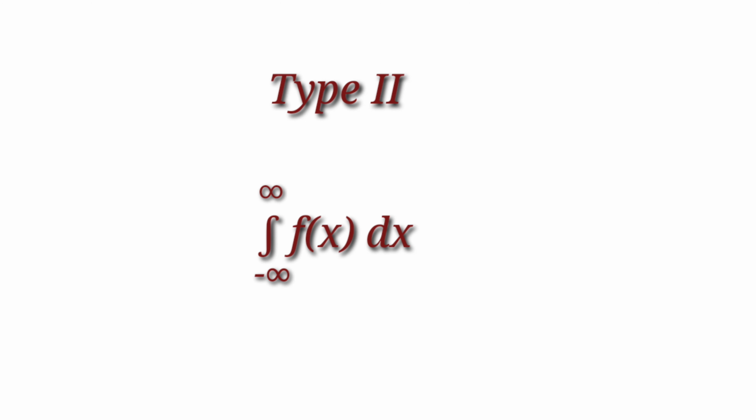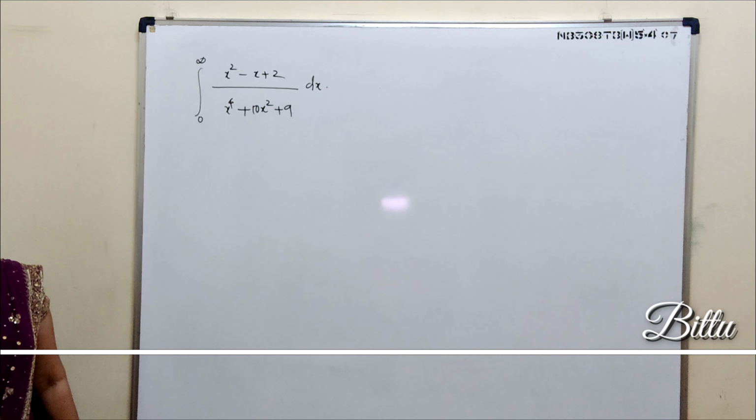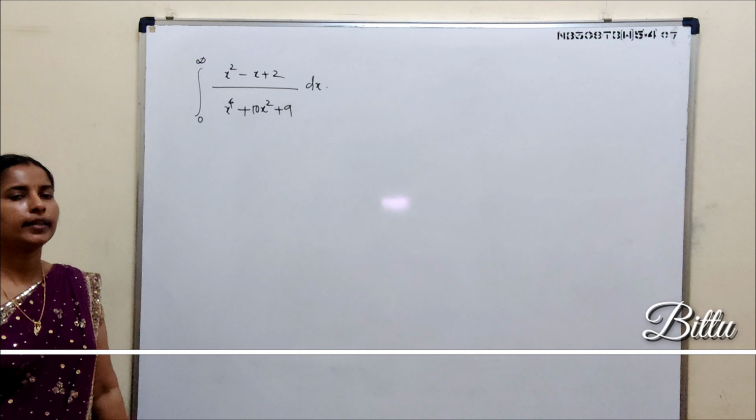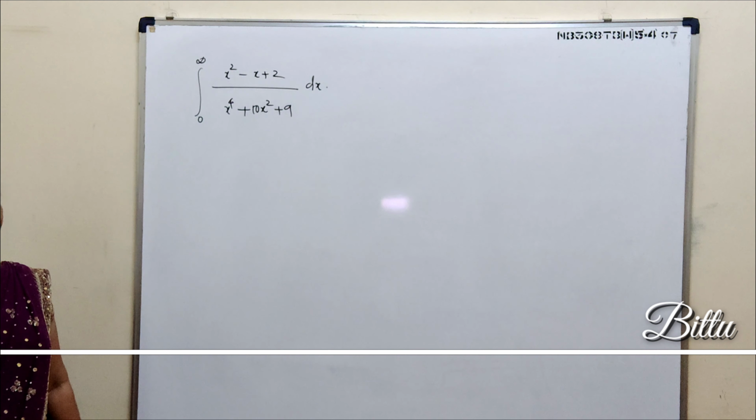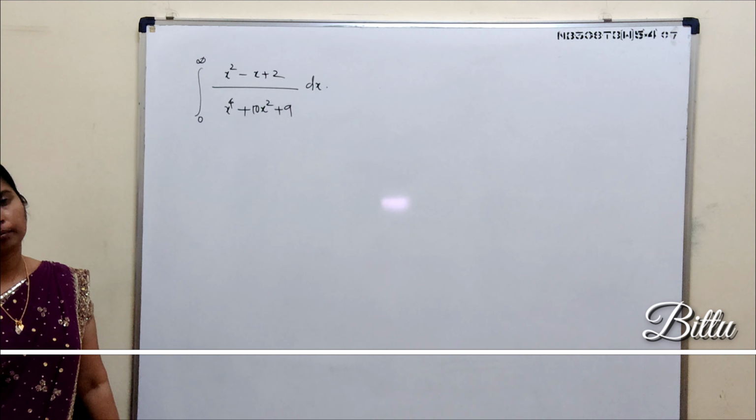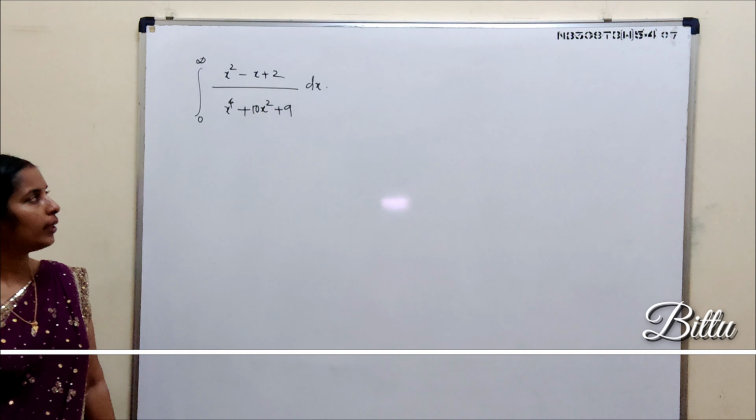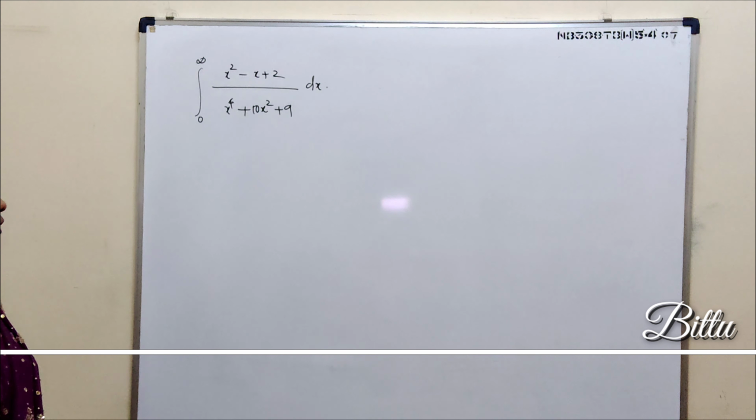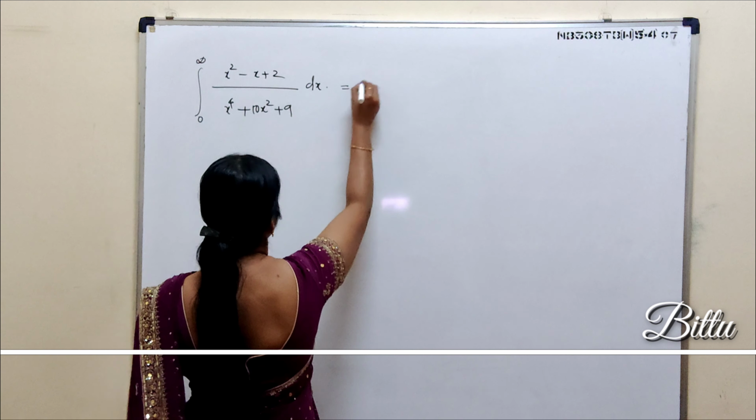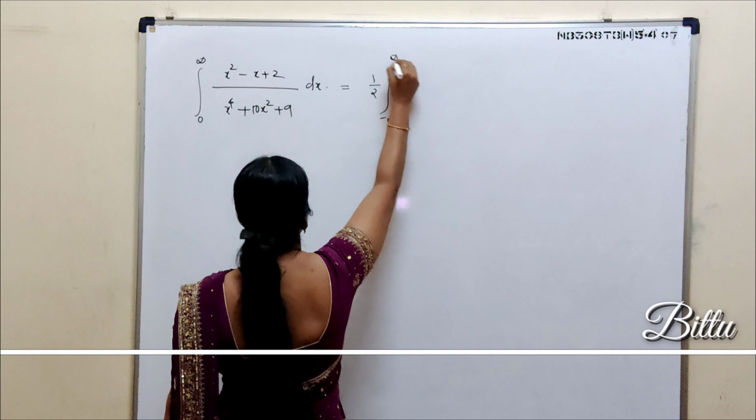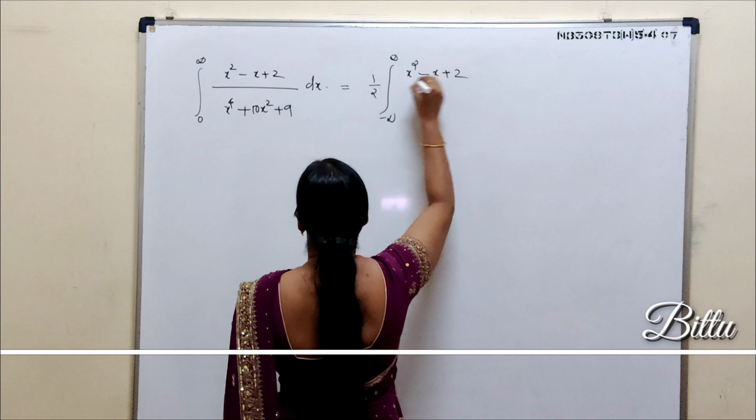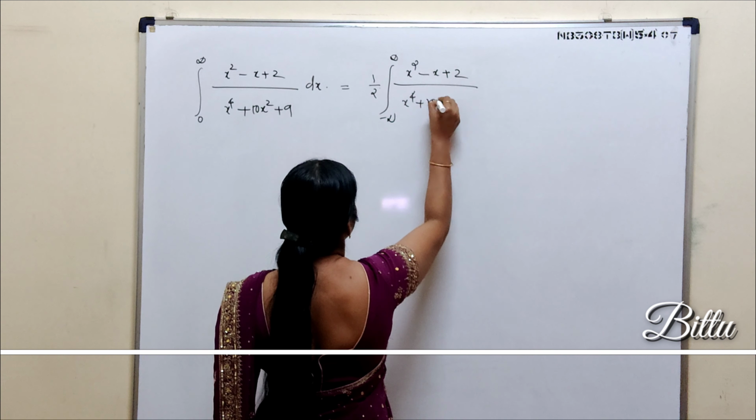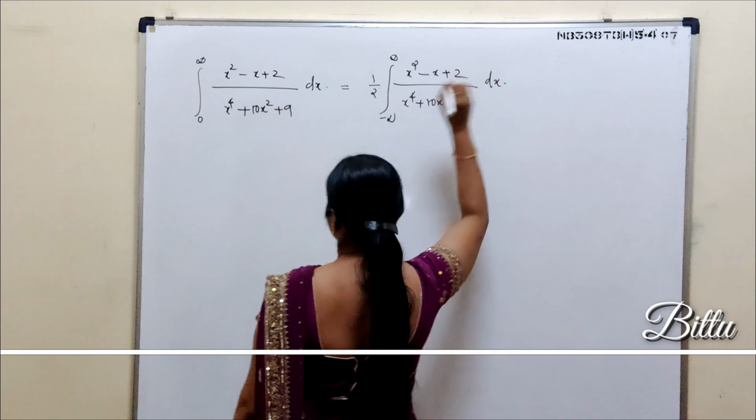In this video, I am going to integrate a few problems in type 2 integrals, that is integral minus infinity to infinity f(x) dx. Let me evaluate the real integral, 0 to infinity of (x squared minus x plus 2) by (x raised to 4 plus 10x squared plus 9) dx, by residue theorem. For evaluating by residue theorem, first you have to make this integral from minus infinity to infinity. So this is equal to 1 by 2 integral minus infinity to infinity of (x squared minus x plus 2) by (x raised to 4 plus 10x squared plus 9) dx.